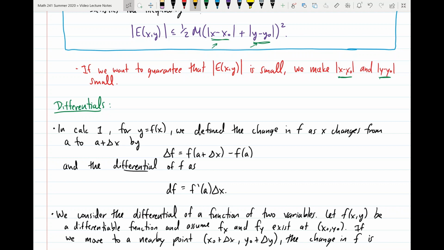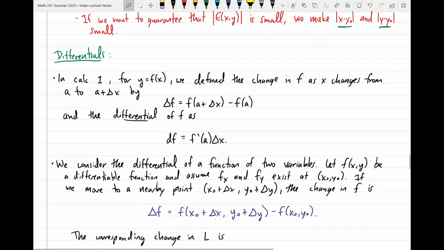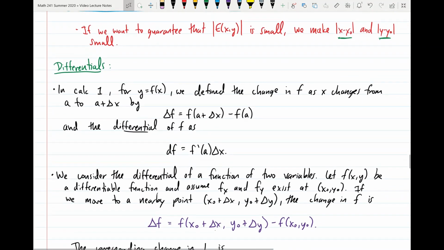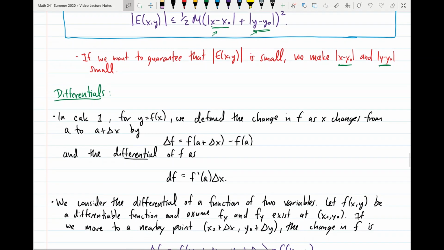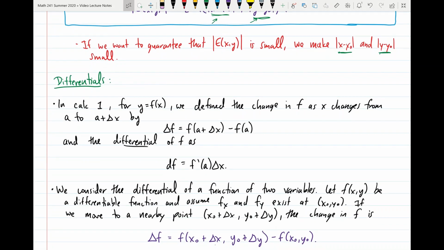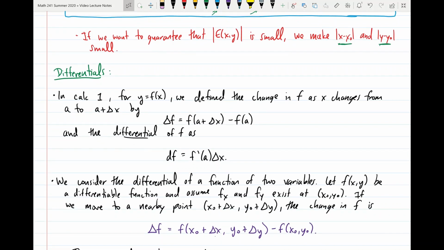So at this point, we want to use this linearization from above to define a differential for the function f in two variables. So this differential is going to approximate the change in the function f as we move away from some point x0, y0. So to do so, let's start off by remembering some things from Calc 1, because ultimately we're just generalizing results that we know from Calc 1.